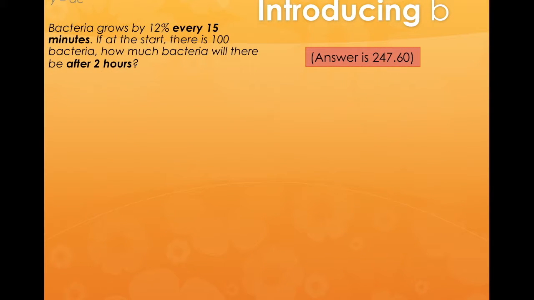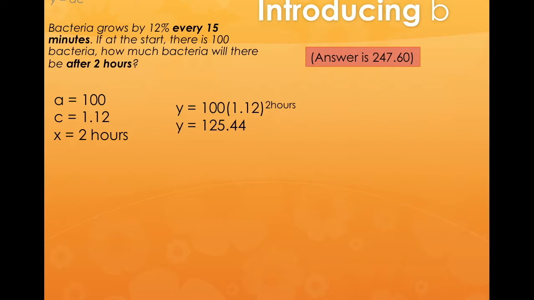We know that our answer is 247.60 based on the graph, so keep that in mind. We know that our A is 100 because that's how much it starts at. We know that our C is 1.12, we already talked about that. And we also know that our X is 2 hours. Now, if we plug that into our original rule that I taught you the last time, you would have 100 times 1.12 to the power of 2 hours, X, and it gives us Y is equal to 125.44.